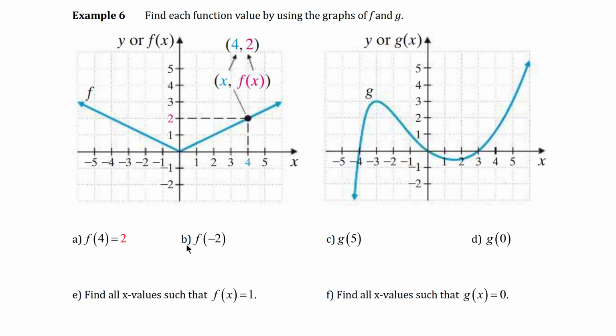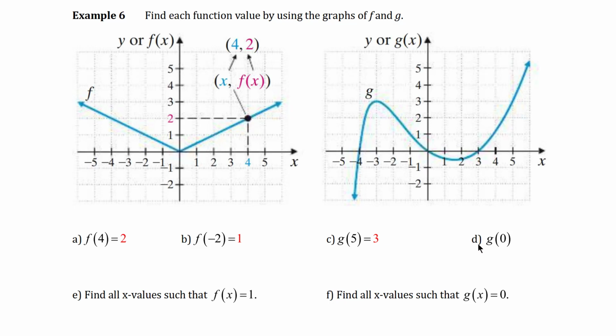For part B, we need to find f of negative 2. So on the graph of f, we go to the x value of negative 2, and then you could see here that at negative 2, the y value associated with negative 2 is positive 1. So f of negative 2 is equal to 1. Moving on to part C, we need to find g of 5. So we go to the graph of g and find the x value of 5. From here you could see that the y value associated with 5 is 3. So g of 5 is equal to 3.